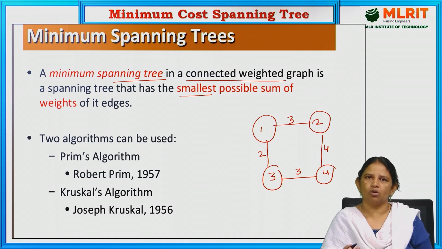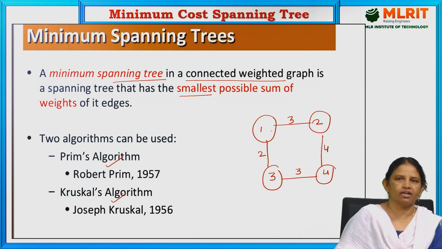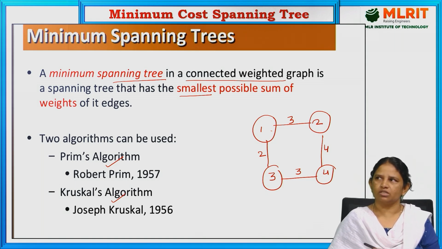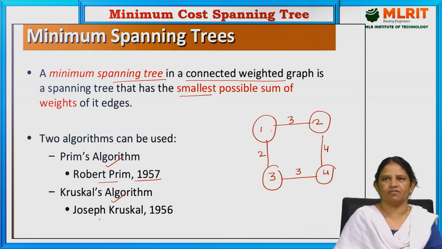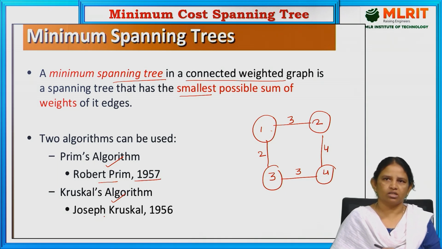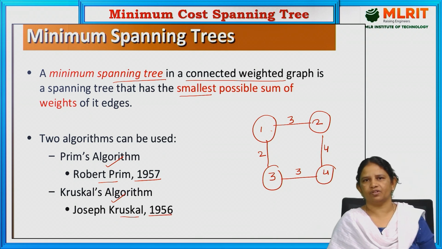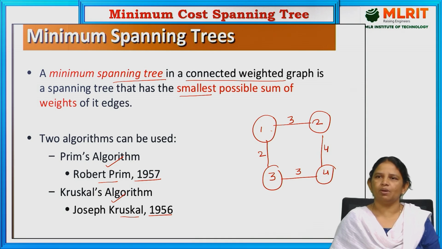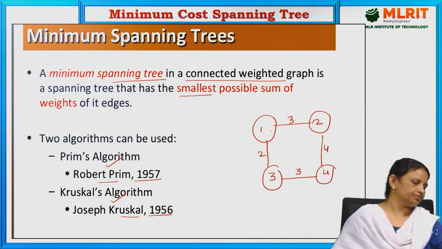There are two algorithms to implement the minimum cost spanning tree. First one is called Prim's algorithm. Second one is Kruskal's algorithm. Prim's algorithm was implemented by Robert Prim in 1957, whereas Kruskal's algorithm was implemented by Joseph Kruskal in 1956. These two algorithms are used to find the minimum cost spanning tree in the given graph.